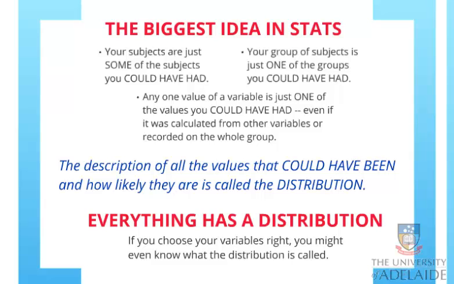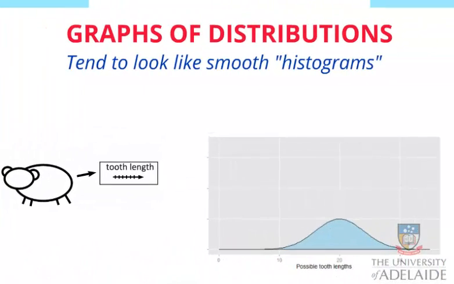So, along with that big idea that everything has a distribution, is that there are some distributions that we know the name of. If we choose our measurement or our calculation carefully, we might even know the name of the distribution. So if we want to draw a graph of a distribution, well, they tend to look like smooth histograms. For example, if I have an individual guinea pig and I measure its tooth length, I will get a particular number. But if I record all the things that could have happened, for all the possible tooth lengths that could have happened, I can record how likely they all are with this graph here.